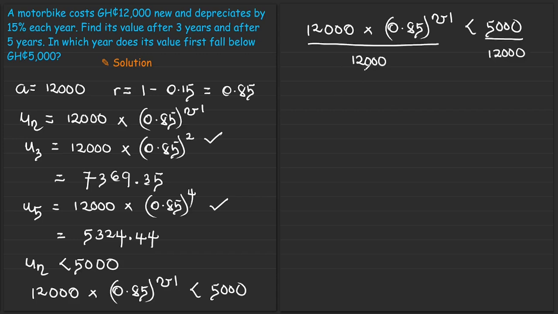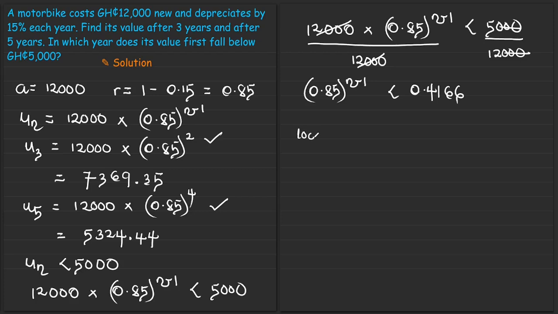So dividing both sides by the 12,000, this takes out this, and then we'll be left with 0.85 to the power n minus 1, which is less than, if we simplify this, 5 over 12. Or instead of 5 over 12, you can just change it to decimal, so that it's 0.4166.